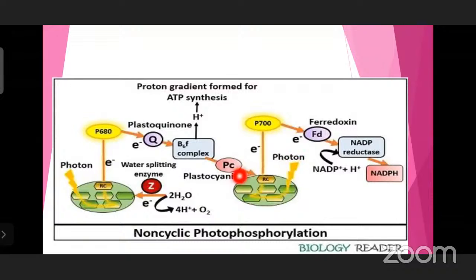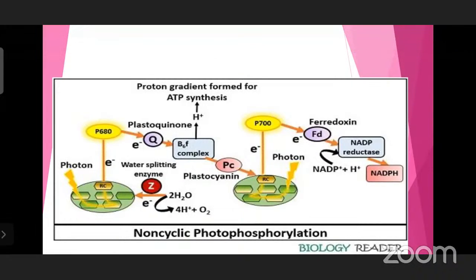Now you already know that in PS1 also, the same situation is simultaneously happening, that is, trapping of the solar energy by the light harvesting complex. Chlorophyll is taking the energy and becoming high energy state, and because of this the outermost pair of electrons are getting excited and jumping. Here also the primary electron acceptor molecule is there. From P700, the electron will be accepted by ferredoxin. Here, ferredoxin.